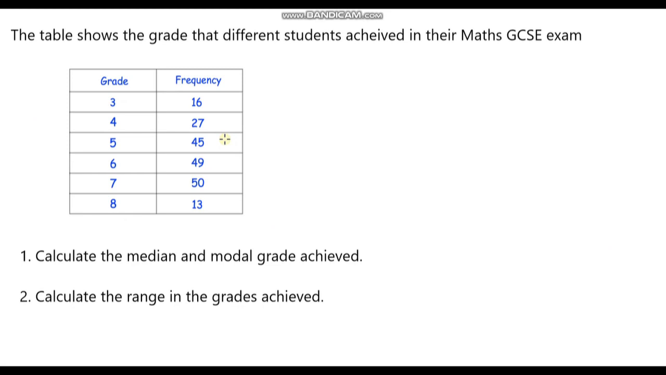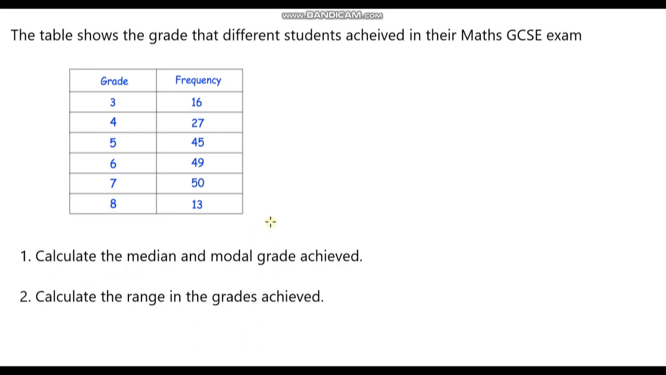Okay, so I'm going to give you a couple of questions to go at. Here's the first one. So pause the video and see if you can answer these 2 questions. Okay, so the table shows the grade that different students achieved in their maths GCSE exam. So we've got the grade here and the number of students here. And it looks like, unfortunately, no one scored the top grade 9. But oh well. So question 1, calculate the median and the modal grade achieved.